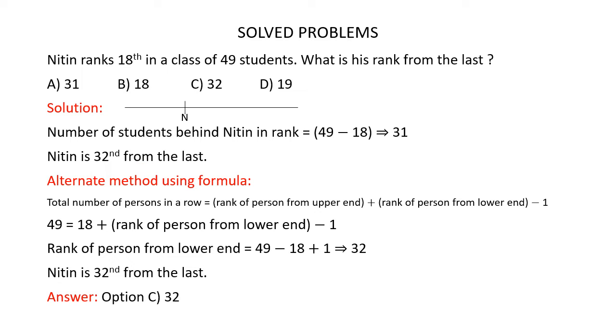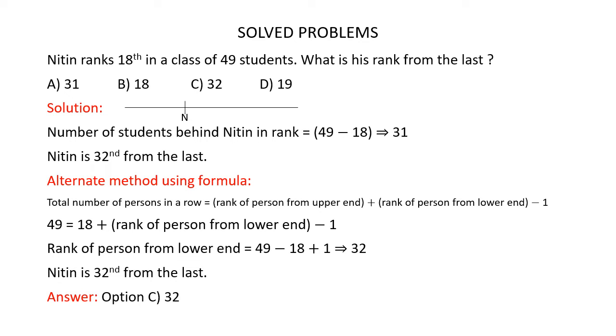Now you can solve this problem using a formula. Total number of persons in a row is equal to rank of person from upper end plus rank of person from lower end minus 1. Now it's given that the total number of persons in a row, that is the total number of students in a class, is 49. Rank of person from upper end is 18. That is the rank of Nitin from the upper end is 18. You have to find the rank of Nitin from the lower end.